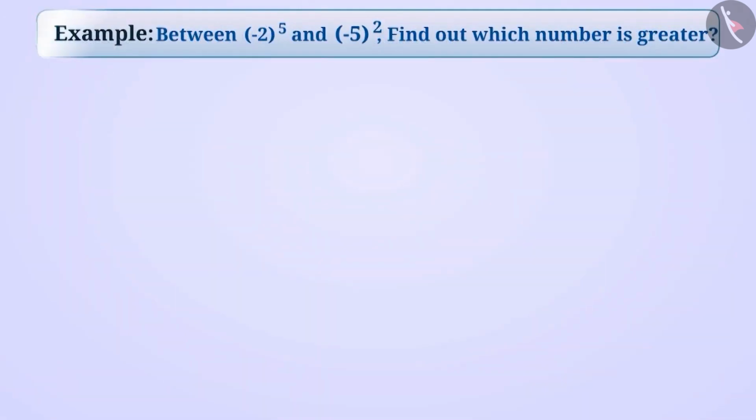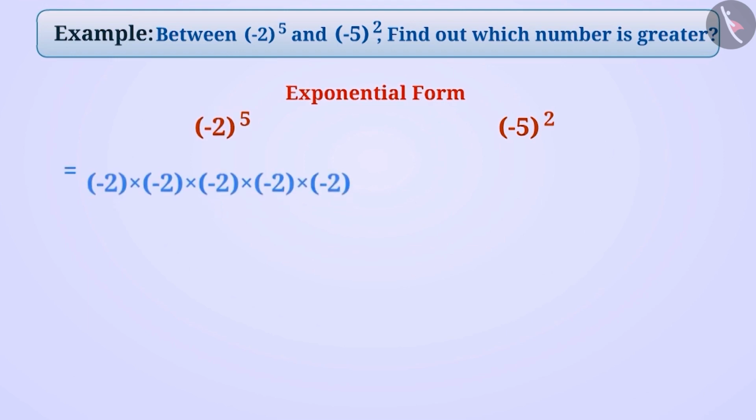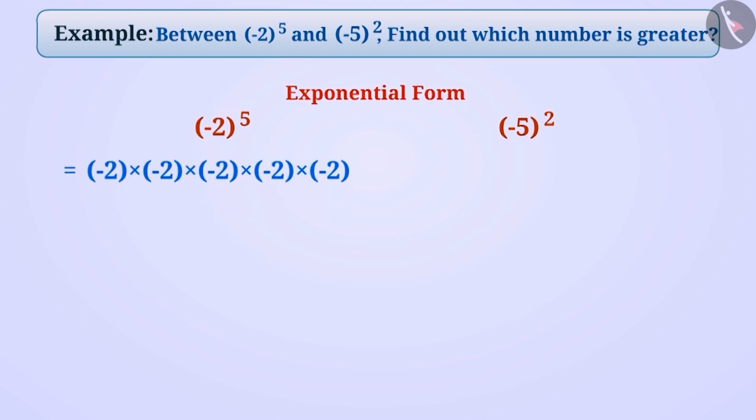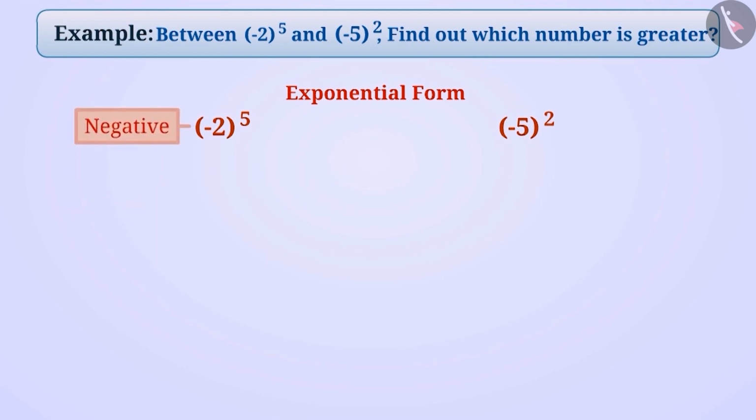Next example. Between -2 raised to the power of 5 and -5 raised to the power of 2, find out which number is greater. Here the numbers are represented in exponential form. Let us first find the numbers corresponding to these exponential forms. We can write -2 raised to the power of 5 as -32. You can solve the same in another method. Here we see that the base is a negative number and the exponent is an odd number. So tell me, in a situation like this, will the result be positive or negative? Think for a while.